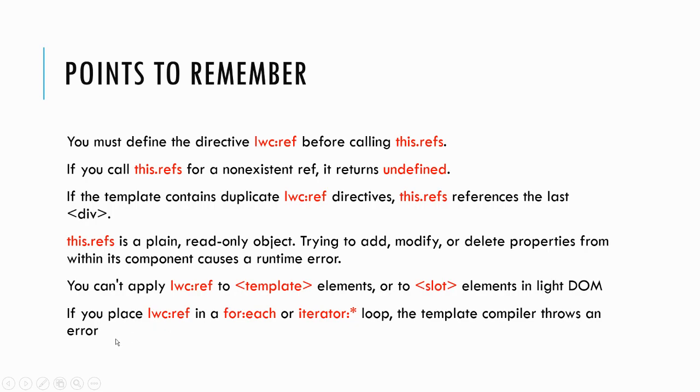Now, the last point is that we should never use lwc:ref with for:each and iterator loops. Whenever we are looping, or rendering a list in our HTML template, we should not attach an lwc:ref directive to these two iterator directives, for:each and iterator. If you do so, you will come across a compile time error. So these are some of the key points which we need to take into consideration when we are working with the lwc:ref directive.